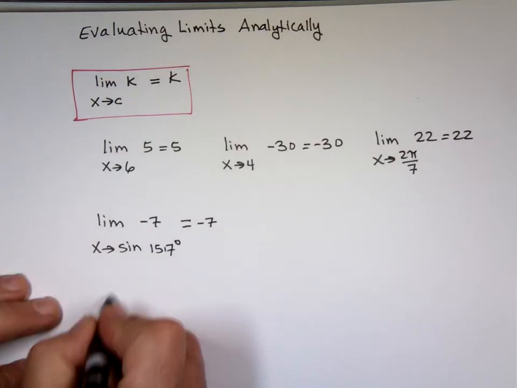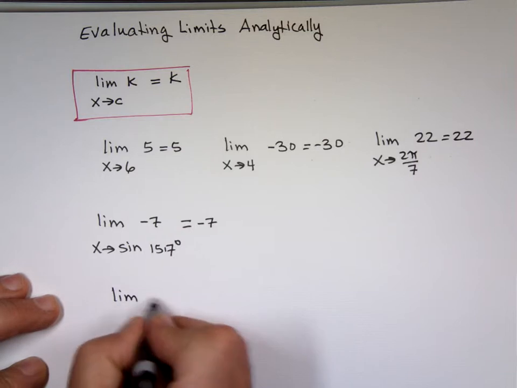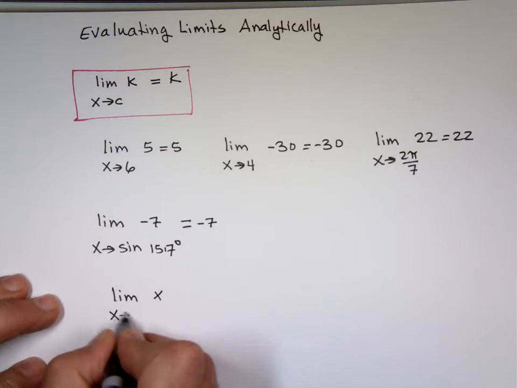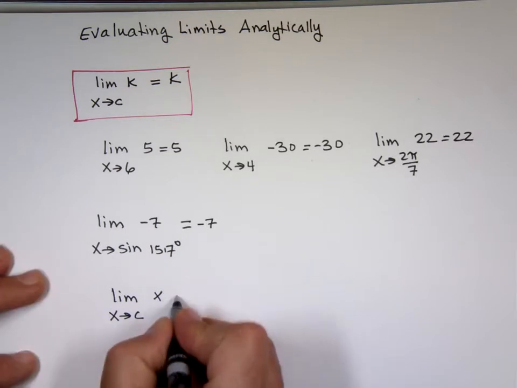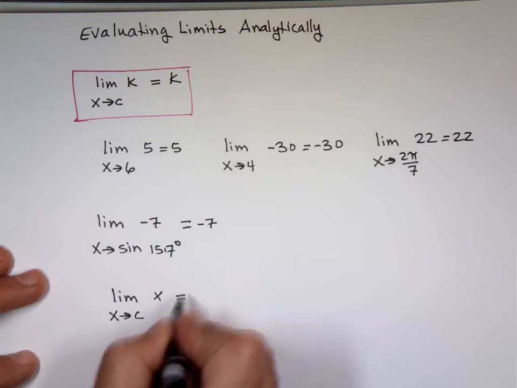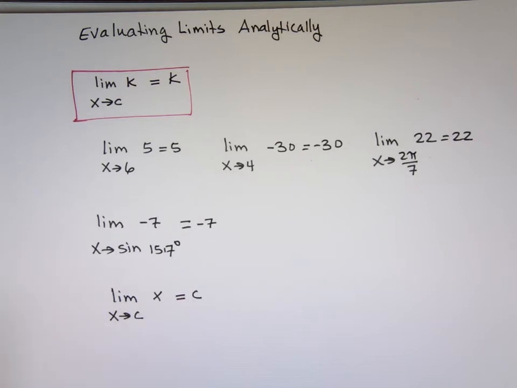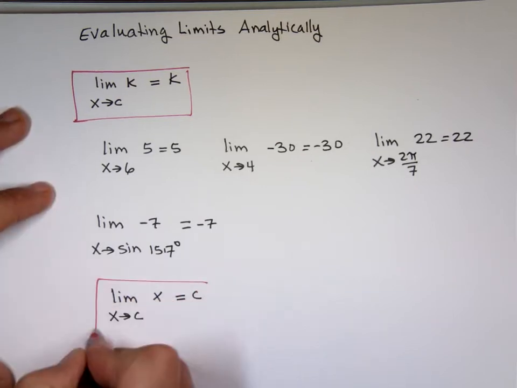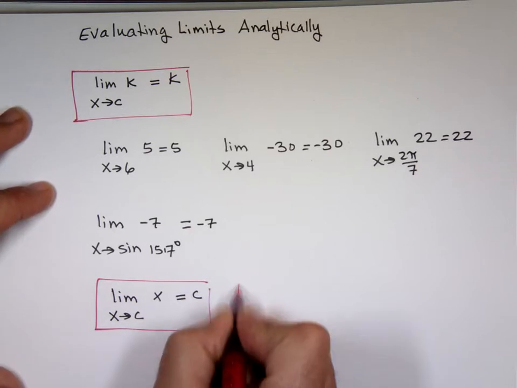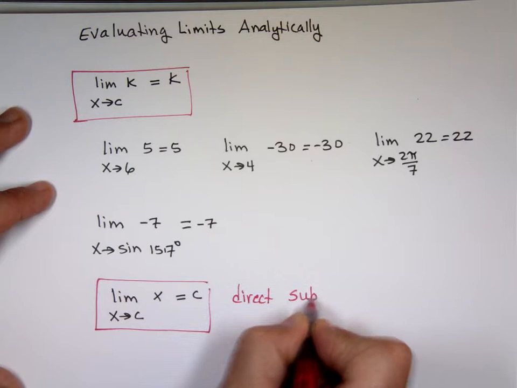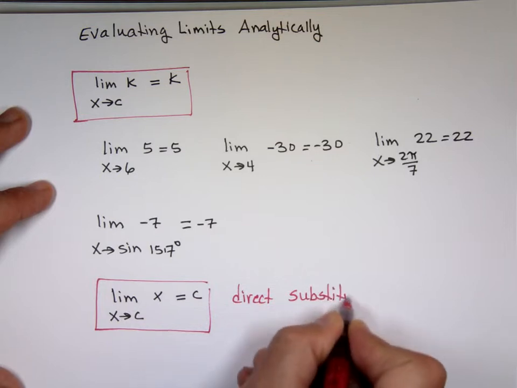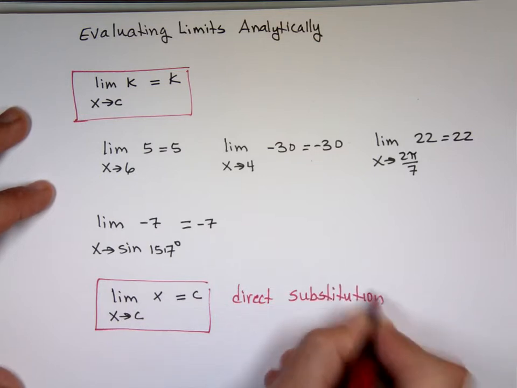Rule number 2, the limit of x as x approaches c. Well, I said direct substitution is the best way. So if you do direct substitution, what are you going to have? c. That's correct. And that's what this one is telling you. Try direct substitution. Replace x with c.